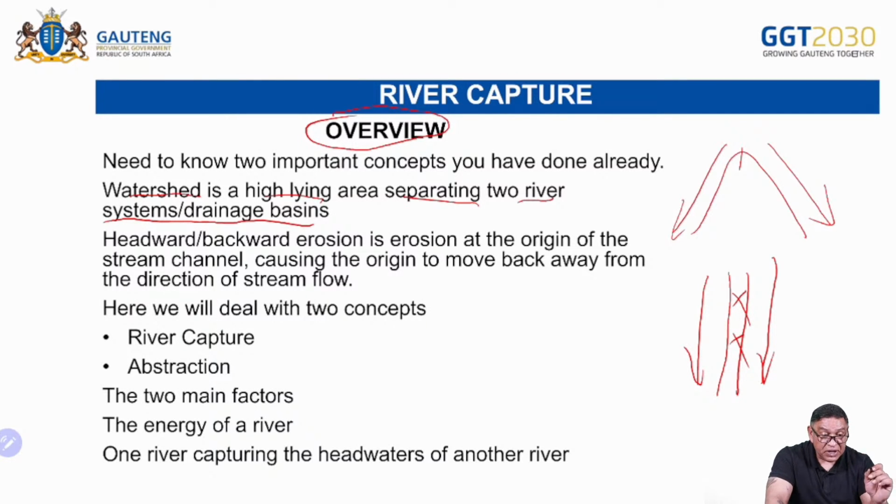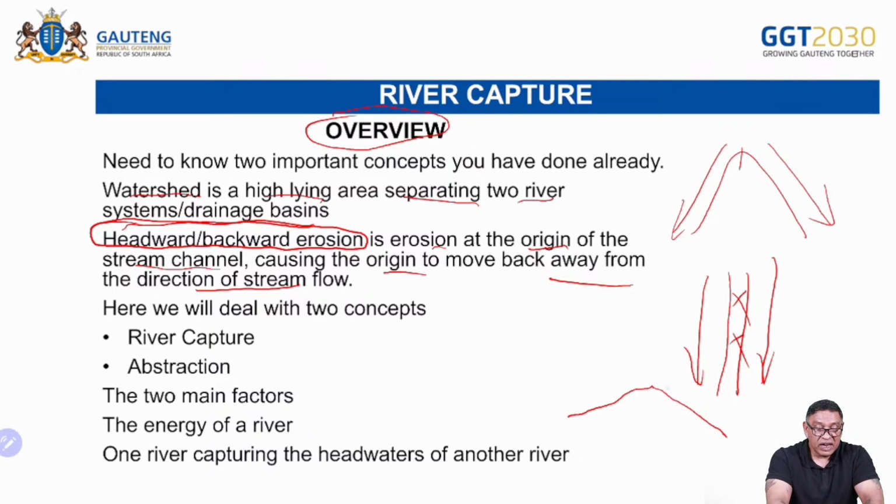Then another important concept you have to look at is headward or backward erosion. Erosion at the origin of the stream channel, causing the origin to move back away from the direction of flow. So if this stream is steep and this is gentle, this river will have more power and therefore will erode headward, cutting into the other stream. Your headward erosion. That's what we're looking at.